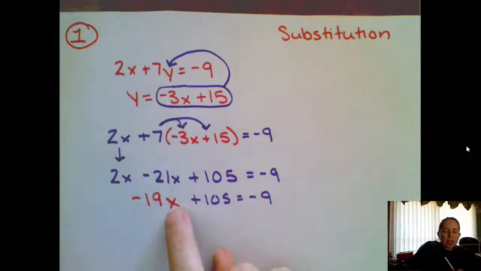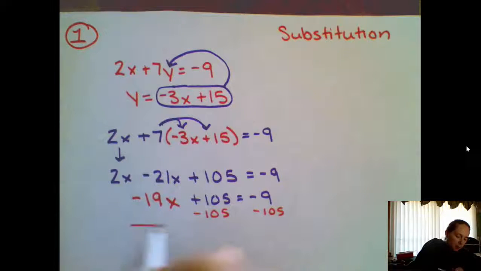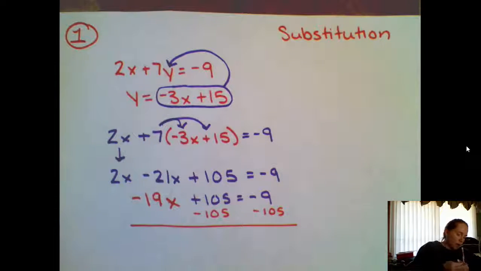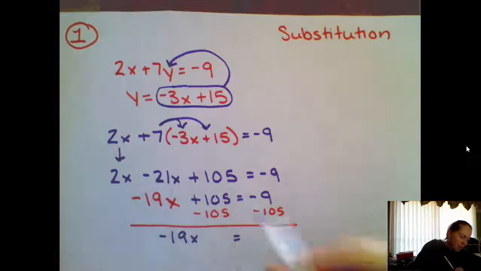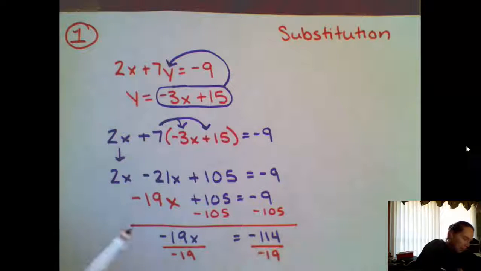Now we want to get the x by itself, so we're going to move the 105 to the other side. Since it's positive, we will subtract 105. We will bring down the negative 19x. Negative 9 minus 105 is negative 114. We want the x by itself, so we will divide by negative 19. And we get an answer of x equaling 6.